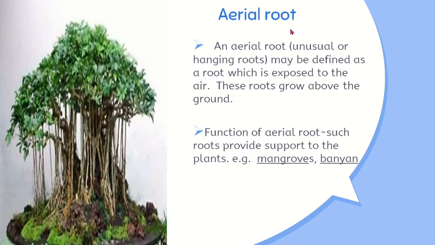Now, aerial roots. What are aerial roots? Aerial roots are unusual or hanging roots, which may be defined as roots that are exposed to the air. These roots grow above the ground. The function of these roots is to provide support to the plant and also breathing. Examples: mangroves and banyan.